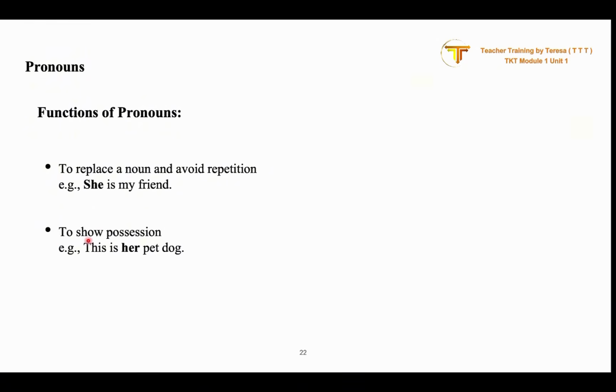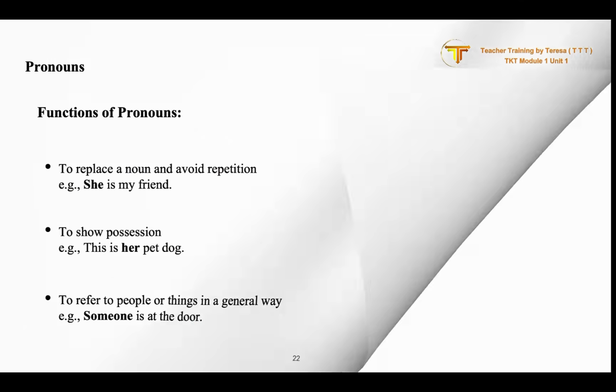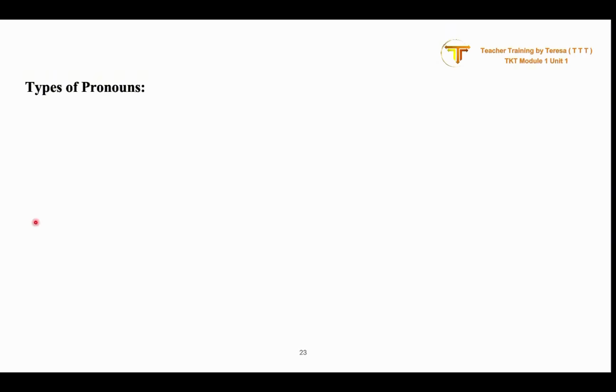Pronouns. Functions of pronouns: to replace a noun and avoid repetition. She is my friend. To show possession. This is her pet dog. To refer to people or things in a general way. Someone is at the door. Types of pronouns.